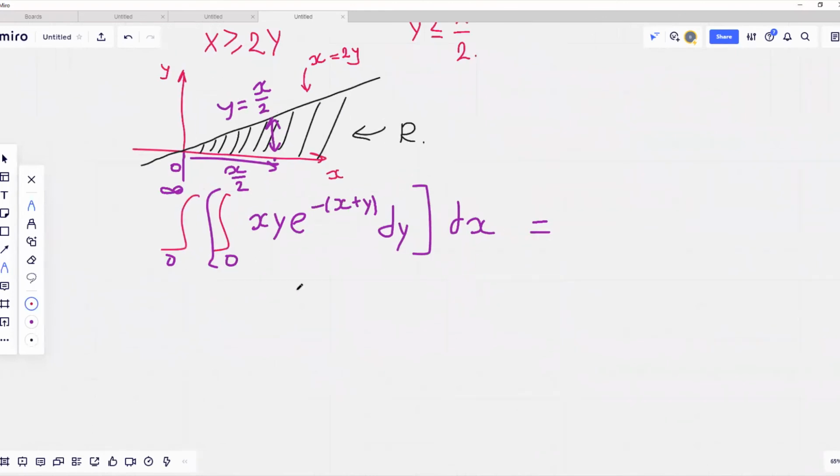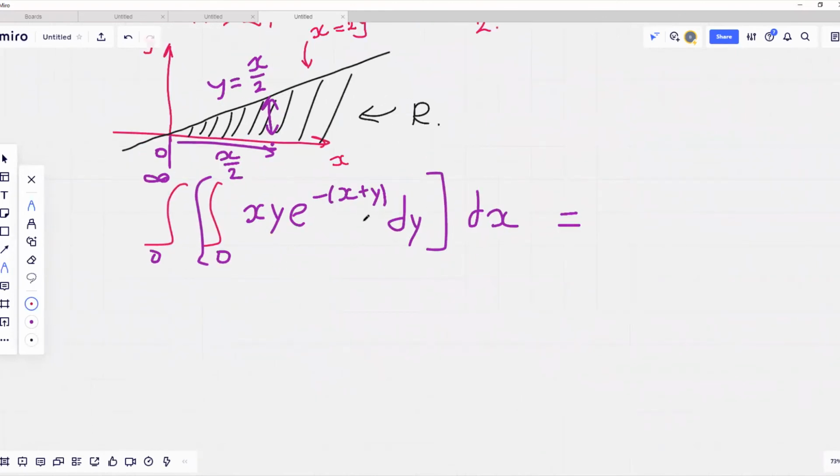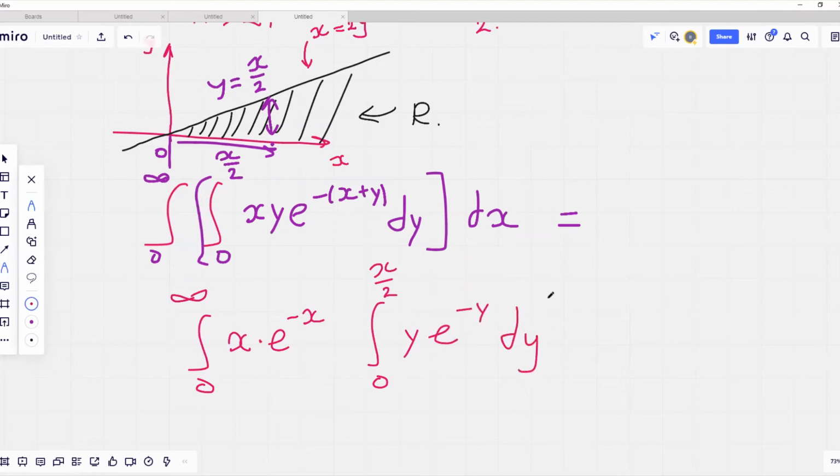Okay, now to find that integral here, we'll hold x as a constant. Then we can write this down as the integral from 0 to infinity of x e to the power of minus x, multiplied by the integral from 0 to x over 2 of y e to the power of minus y dy, dx.